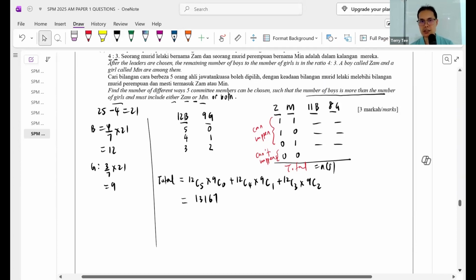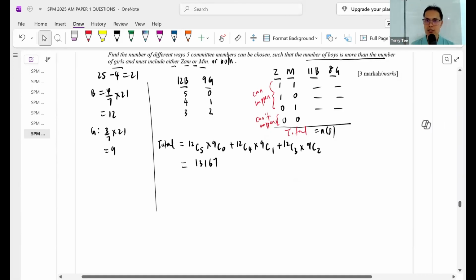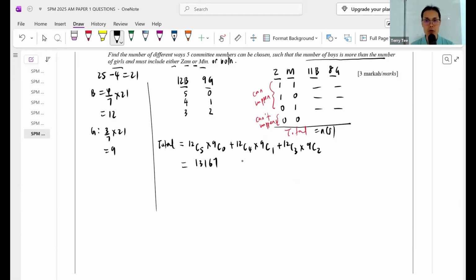Okay, now let's consider not choosing Zam or mean. Okay, this one is total, no condition. Next one, I consider no Zam and no mean. So how do you do this? Okay, if you take out Zam and you take out mean, how many left? 11 boys, 8 girls. Am I right?